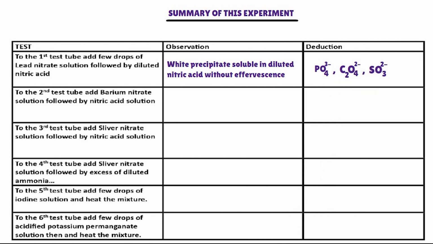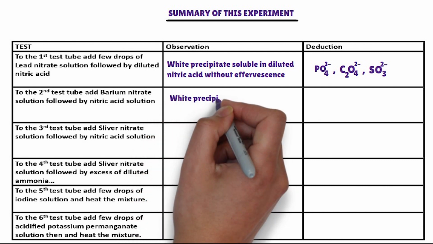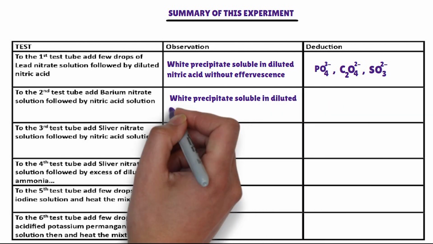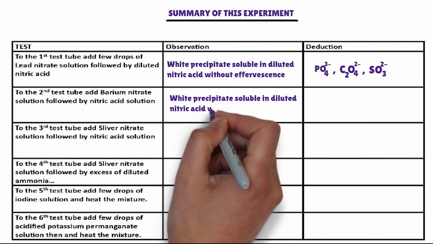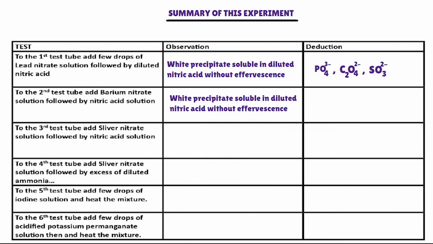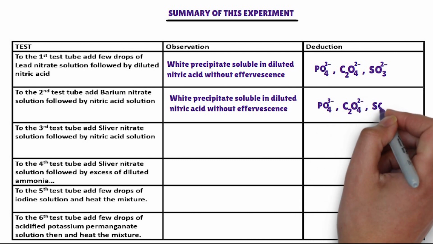To the second test tube, barium nitrate solution is added, followed by diluted nitric acid. The anions that form white precipitate with barium nitrate and the precipitate formed is soluble in nitric acid without effervescence. The anions are phosphate ion, oxalate ion, and sulfite ion.